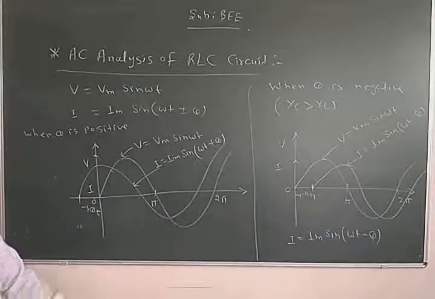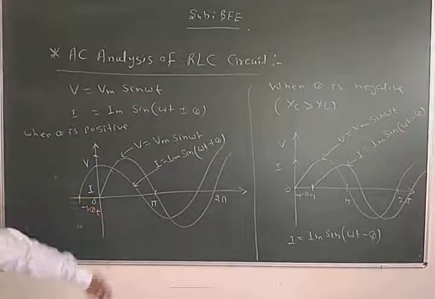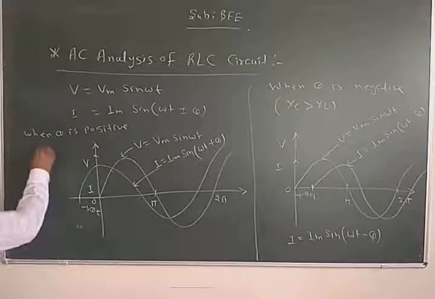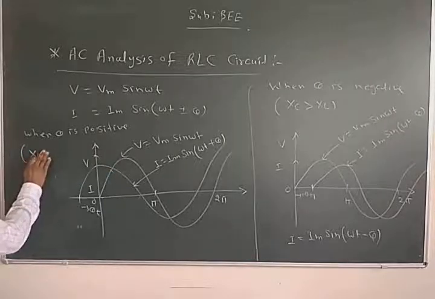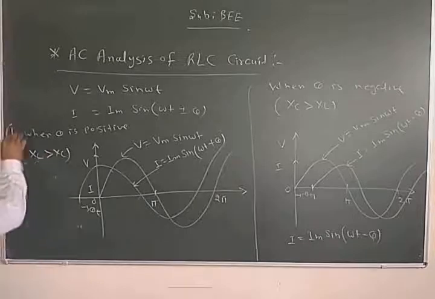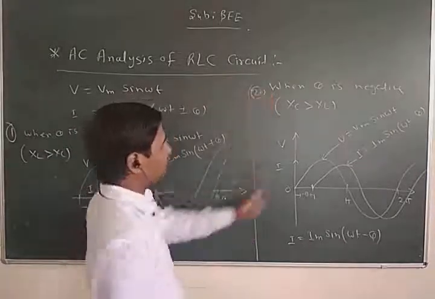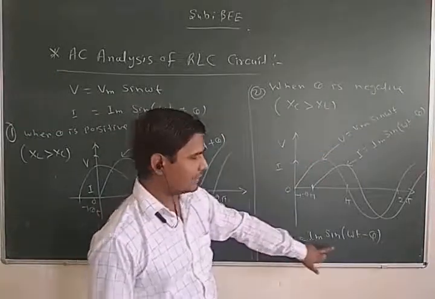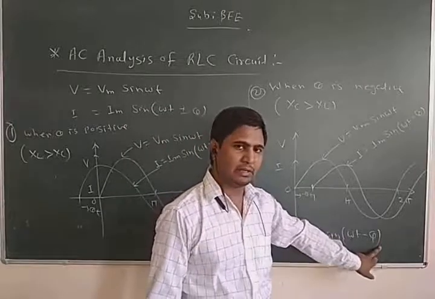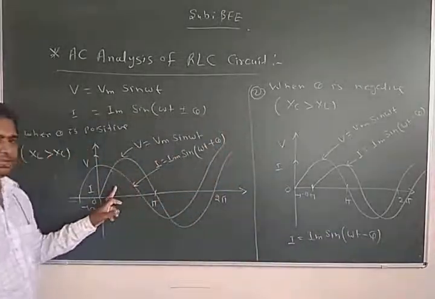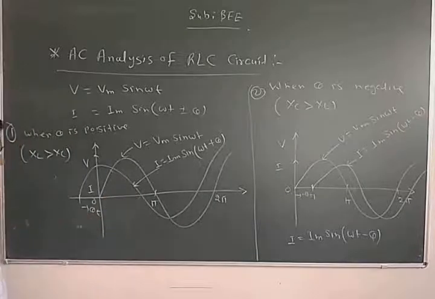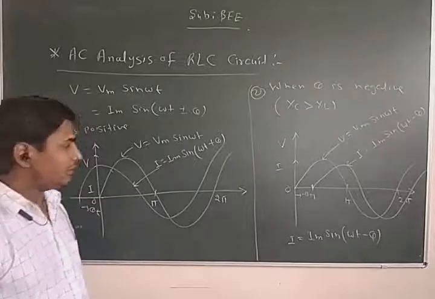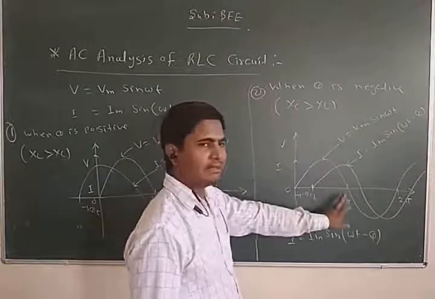So in this way we can draw voltage and current waveforms for the RLC series circuit. The first case is when theta is positive, or XL is greater than XC. In the second case, when theta is negative, meaning XC is greater than XL, our current lags behind the voltage by angle theta. In the first case, our current leads the voltage by angle theta. So if XL is greater than XC, our circuit is an inductive circuit. When XC is greater than XL, our circuit is a capacitive circuit.